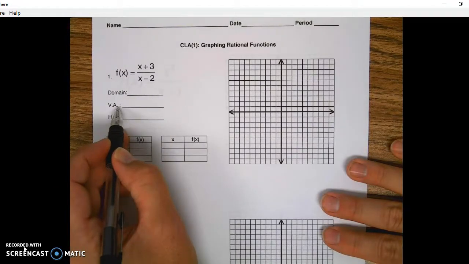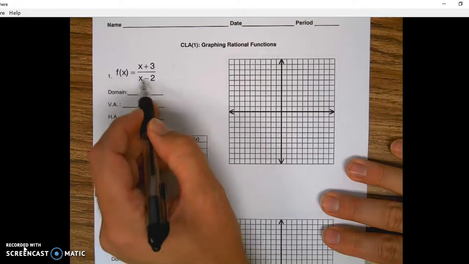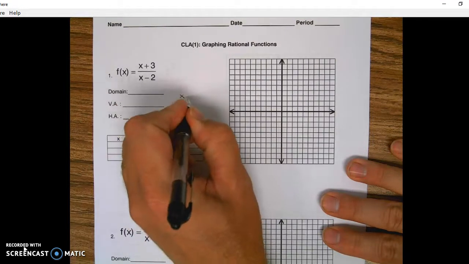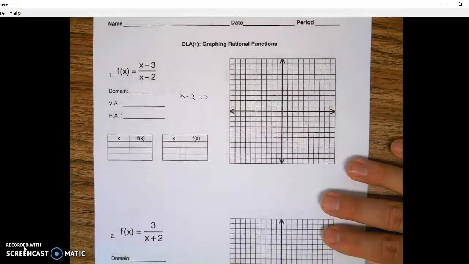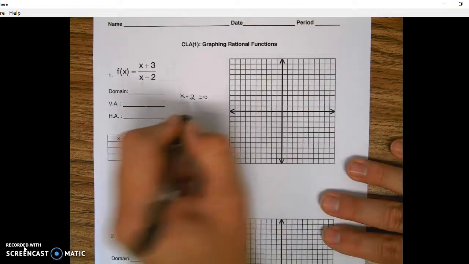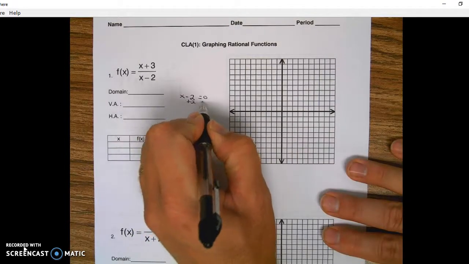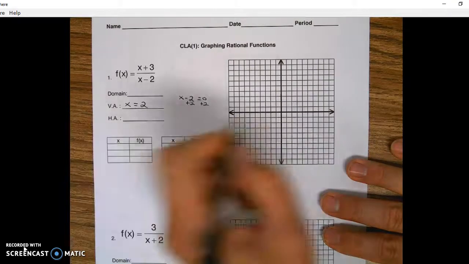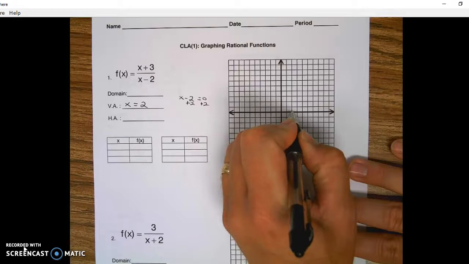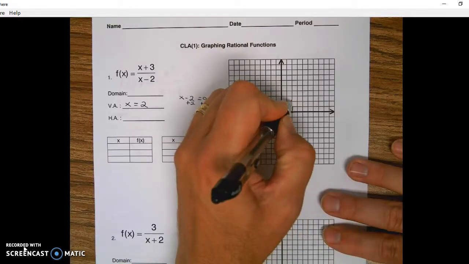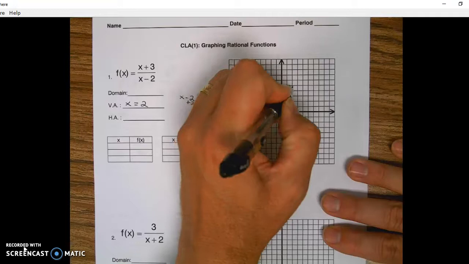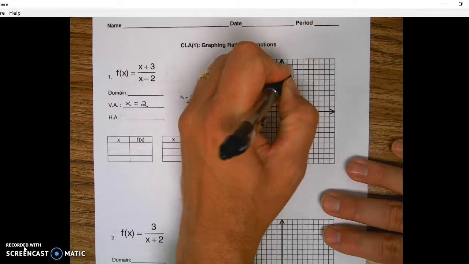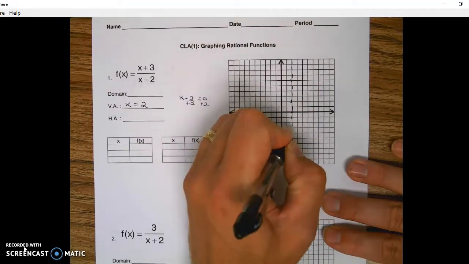So remember from class, we took the denominator, set it equal to 0, and then solve for x. So we have a vertical asymptote at x equals 2. So we're going to go to x equals 2, and we're going to draw in our vertical asymptote. This is where it's going to split our function into 2 equal parts.